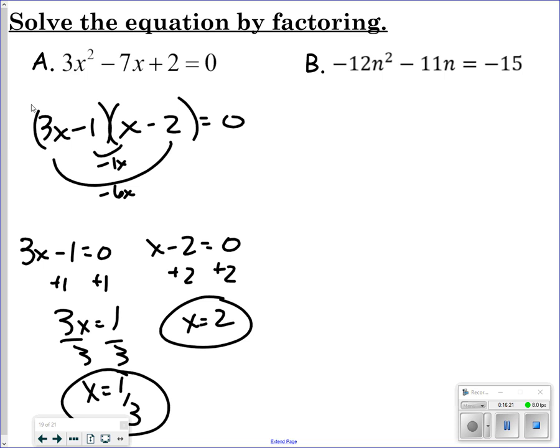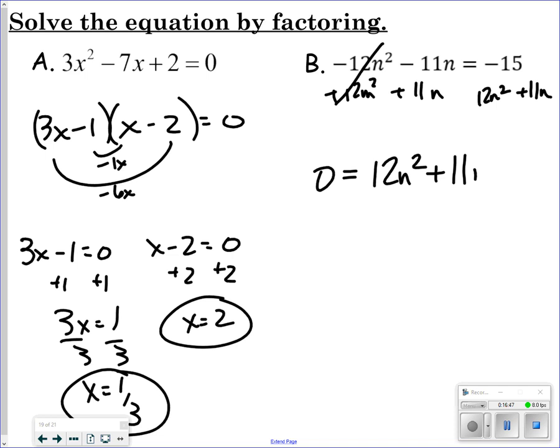Now, you never want a negative a term or a lead coefficient to be negative. So anytime you're going to solve, I always move the problem around or switch things to the other side of the equal sign. So I'm going to add 12n squared. So now that it's on the other side, I'm going to add 11n. So now it's on the other side. So 0 equals a positive 12n squared, a positive 11n, and a -15. So again, anytime I'm trying to solve something, I always move the equation around so that it's, again, a positive a term.